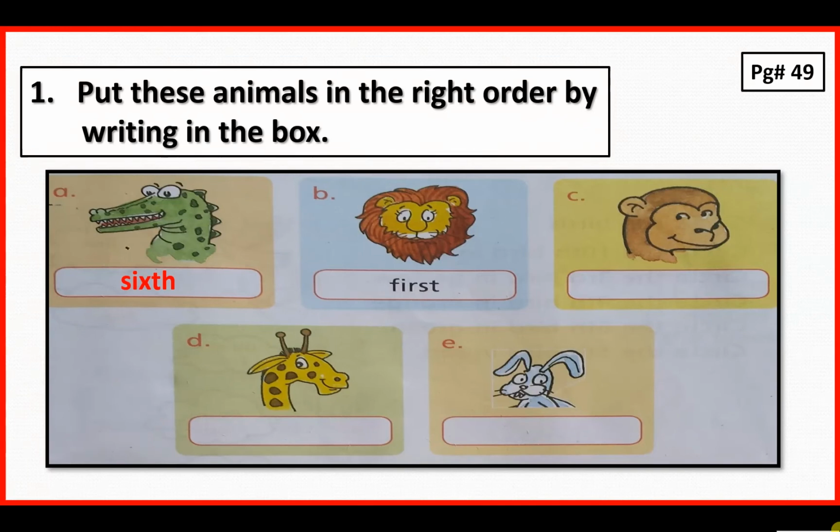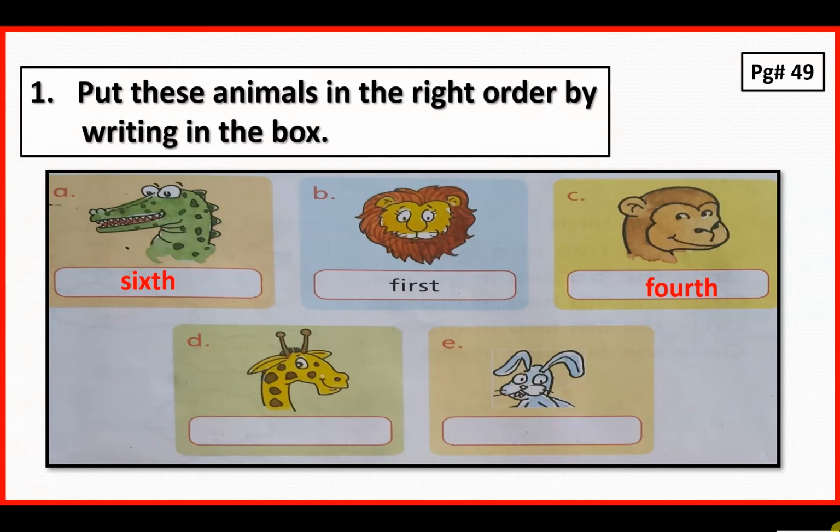S-I-X-T-H, 6th. Now the next one is the lion. Lion has the first position in the zoo train, so here we write first in the box. Now the next animal is monkey. Which position does the monkey have in the zoo train? Yes, the monkey has 4th position, so here we write 4th. F-O-U-R-T-H.